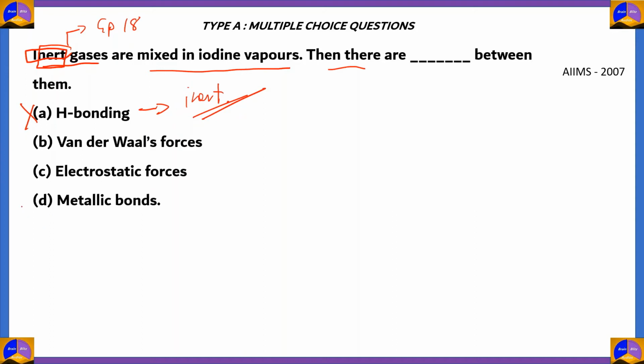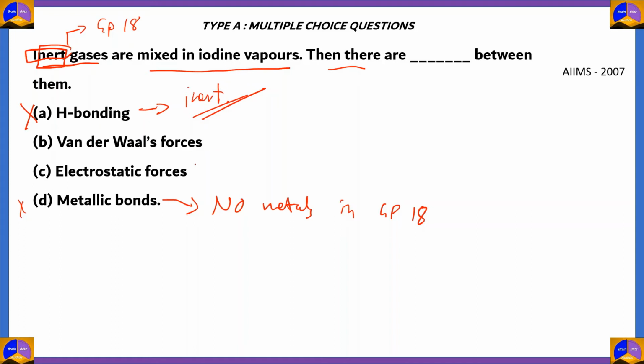Similarly, option D becomes incorrect because among inert gases, there are no metals in group 18 so far. This ignores the 118th element, but all the other elements are included and they are not reactive. They are not metallic. So there will be no presence of metallic bonds. So option D is incorrect.